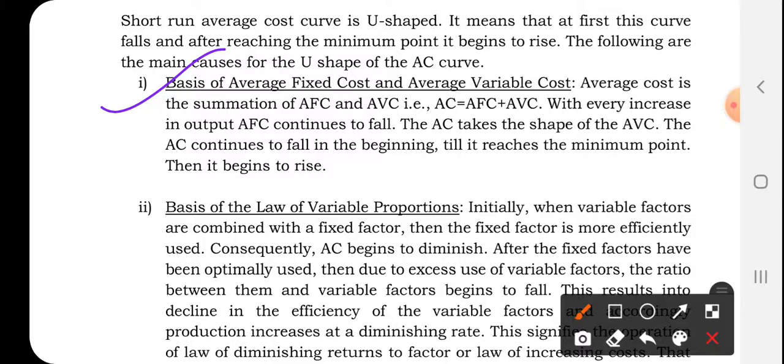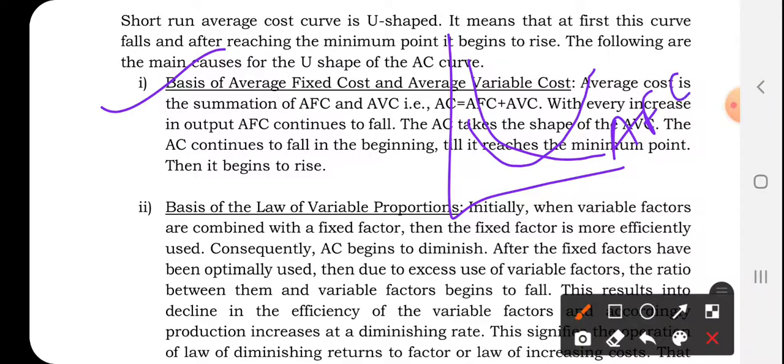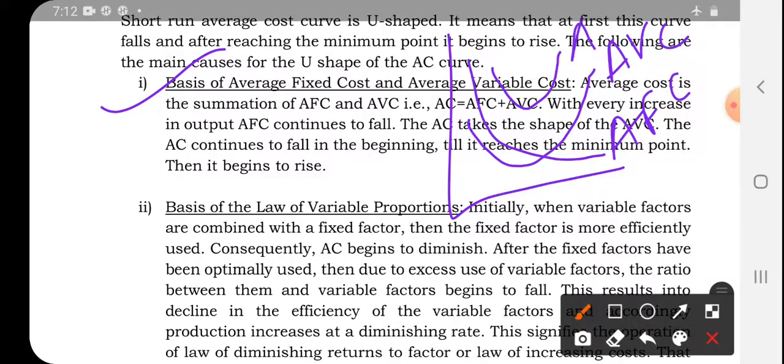I have told the reason why it is U-shaped. With every increase in output, what happened? Average fixed cost continues to fall like this, average variable cost is U-shaped like this, and average cost is U-shaped like this. It gets this shape because of average variable cost.